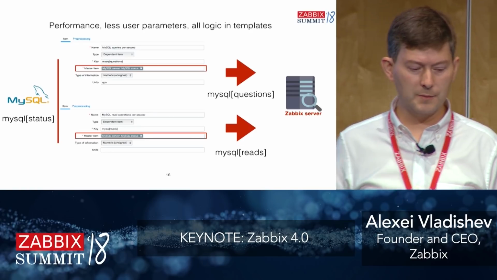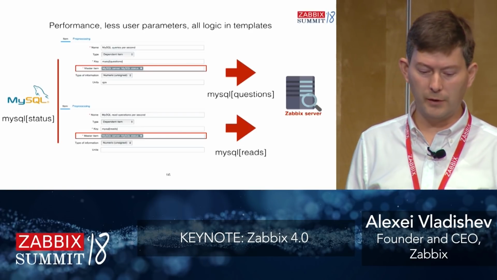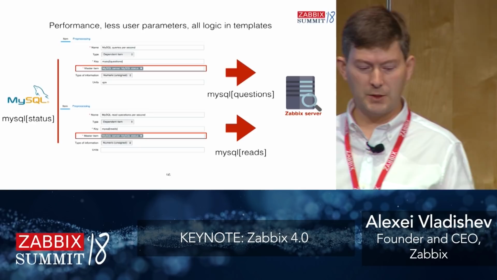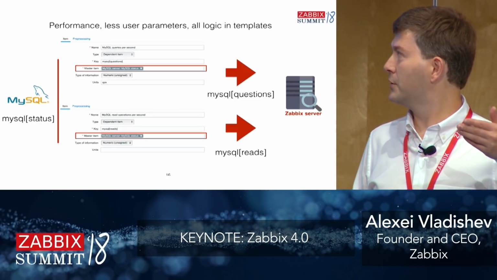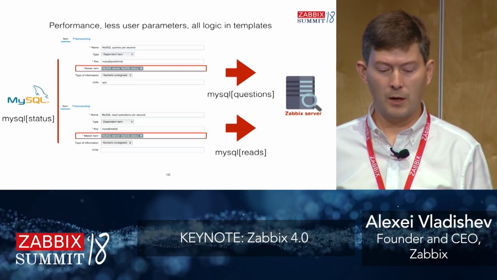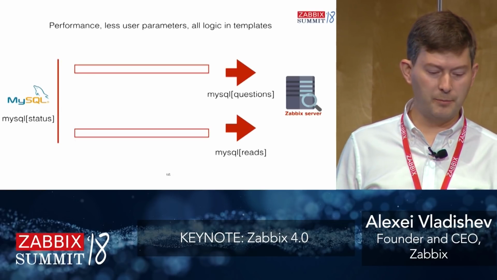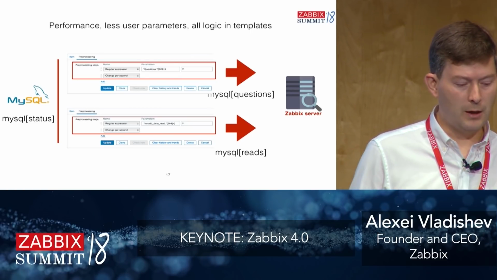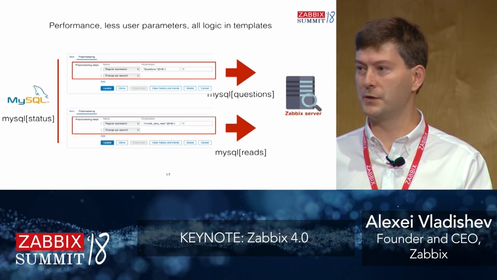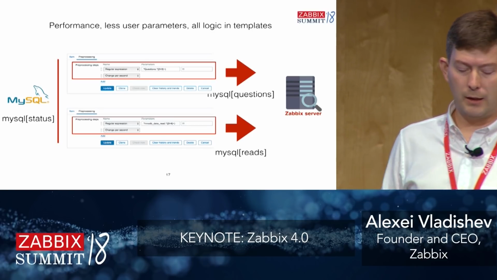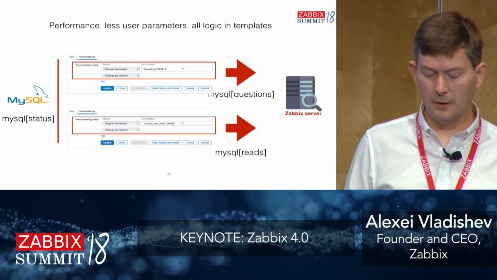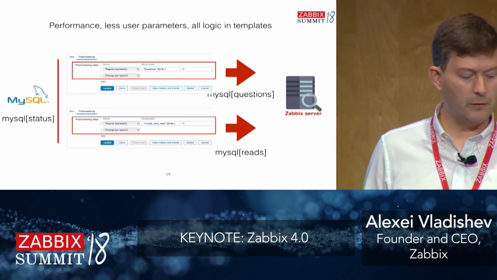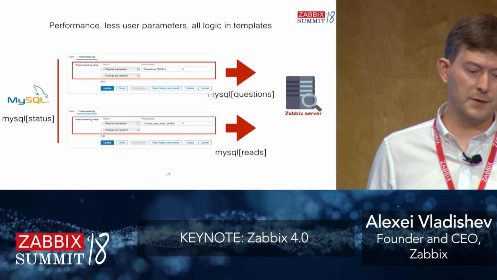So we have two items. One is MySQL queries per second, another is MySQL read operations per second. The definition is very simple. It's just type: dependent item. It has a reference to a master item, MySQL status. And the magic is in preprocessing. We use different preprocessing rules for one item and for the other. In the first case, we select the number of operations per second. In the other case, we select the number of reads per second. So it is a different regular expression in one item and the other.